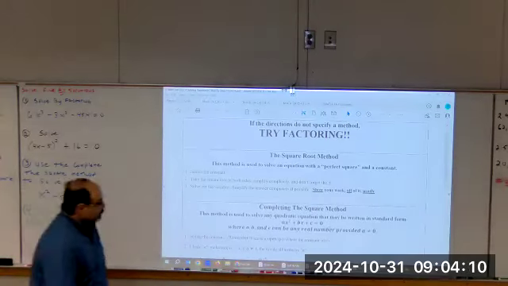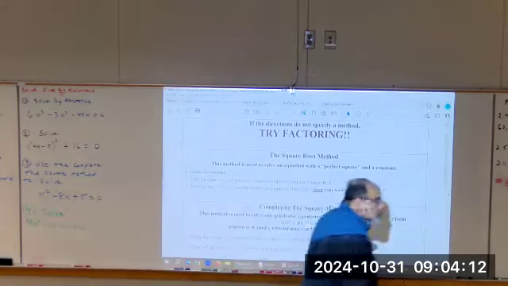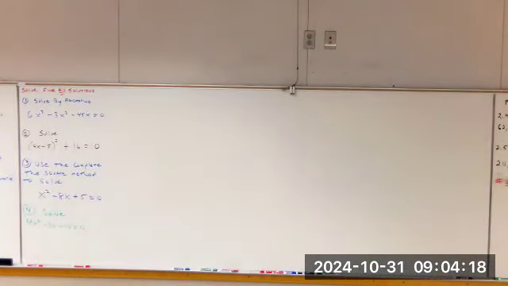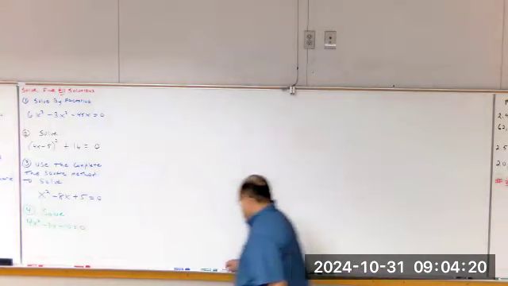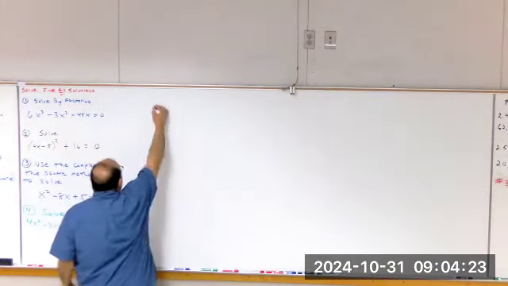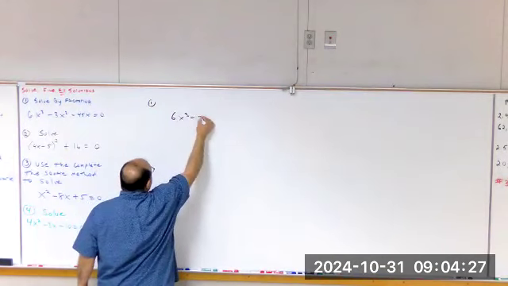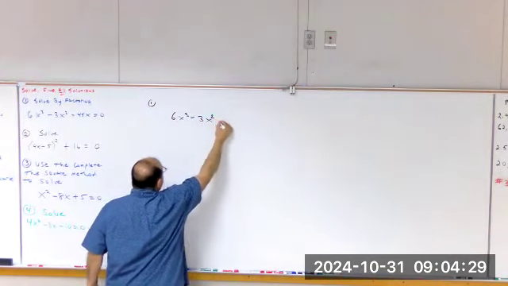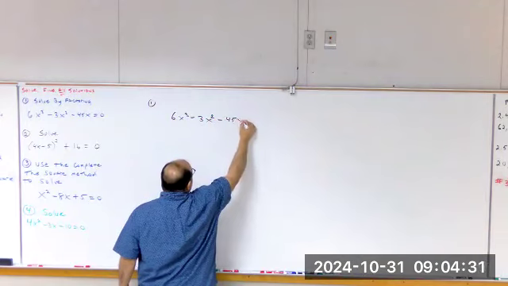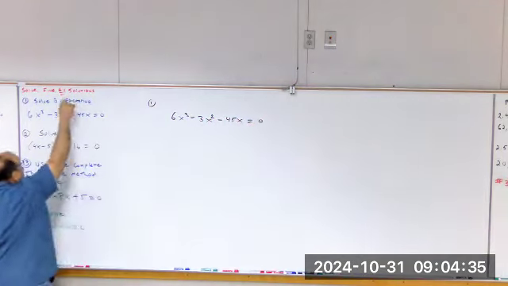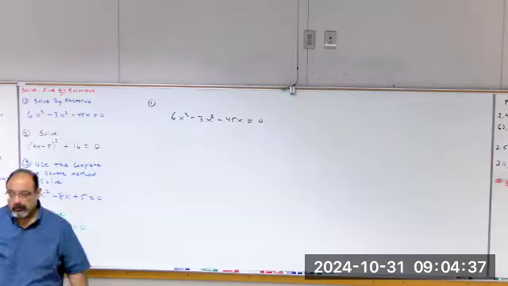Well, first, solve that back. Six x to the third minus 3x to the second minus 45x equals 0. And the direction is going to say find all the solutions, find everything that will work.